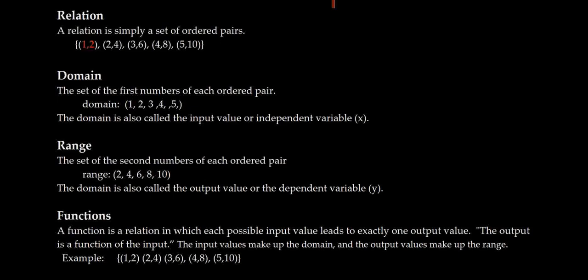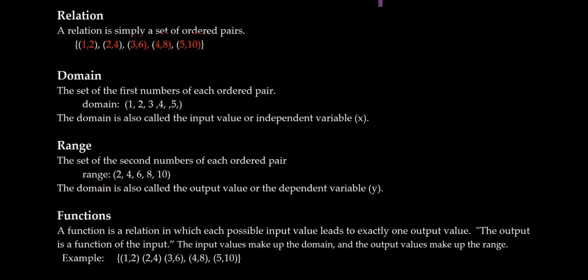1 and 2 is a pair. 2 and 4 is a pair. 3 and 6 is a pair. 4 and 8 is a pair. And 5 and 10 is a pair. So a set of these ordered pairs is what we call a relation.